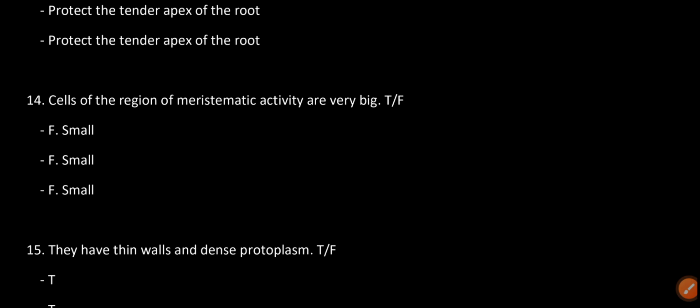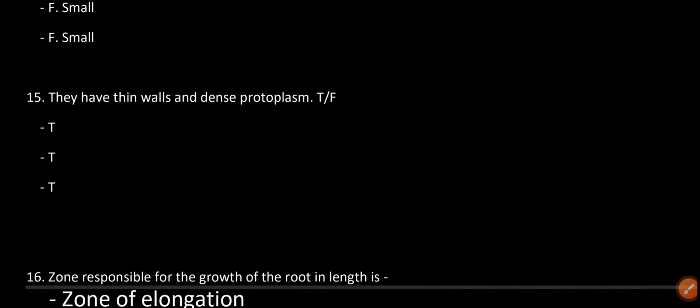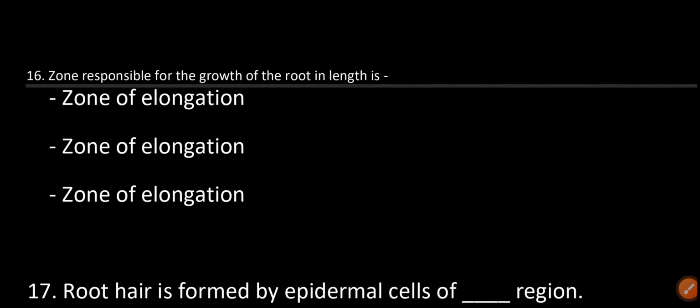Cells of the region of meristematic activity are very big. False, they are small. They have thin walls and dense protoplasm. True. The zone responsible for the growth of the root in length is the zone of elongation.